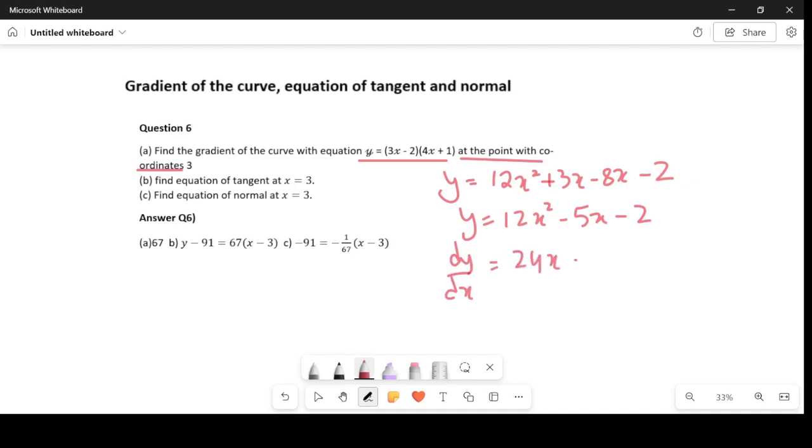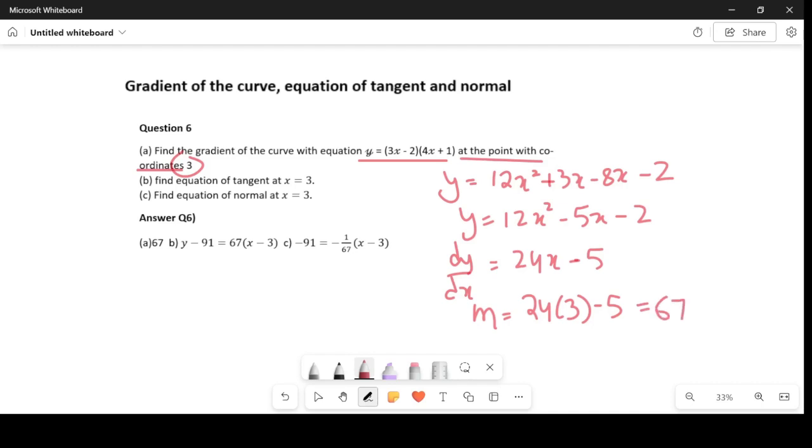Now we're going to differentiate it. 24x minus 5 plus 0. I hope you remember this from the last lesson. Okay, and now we need the gradient. So to find the gradient, we're going to replace the x with the given value 3. So 24 times 3 minus 5. It's coming out to be 67.